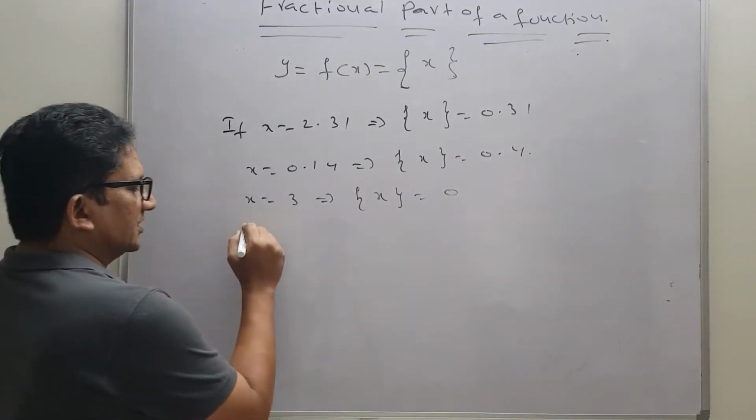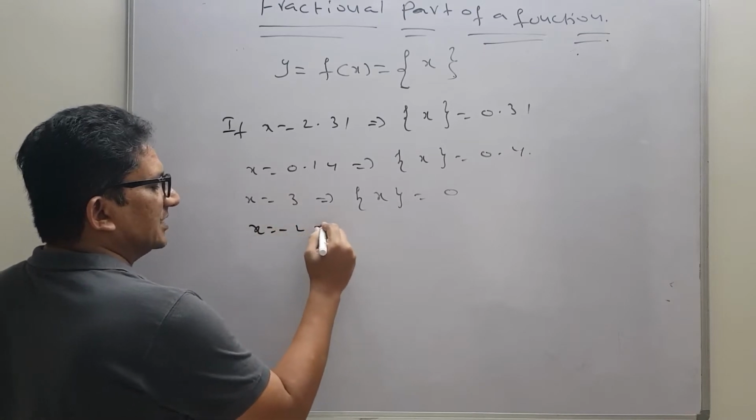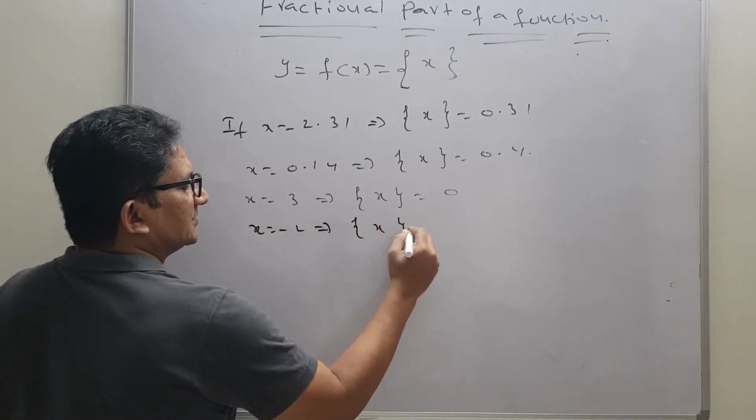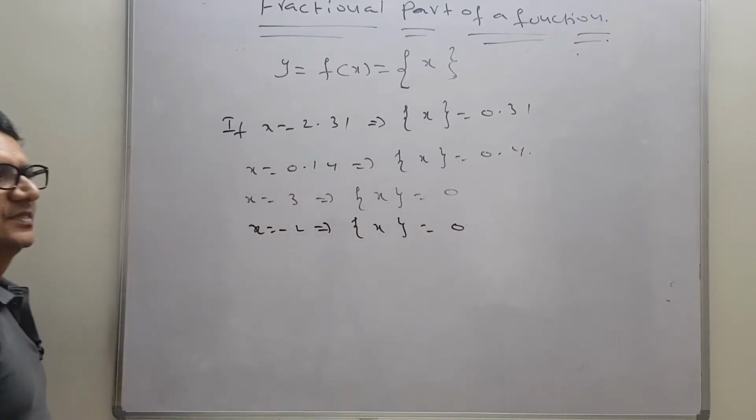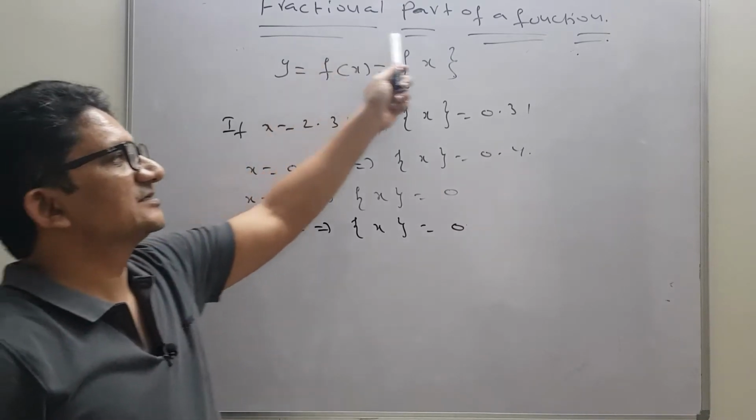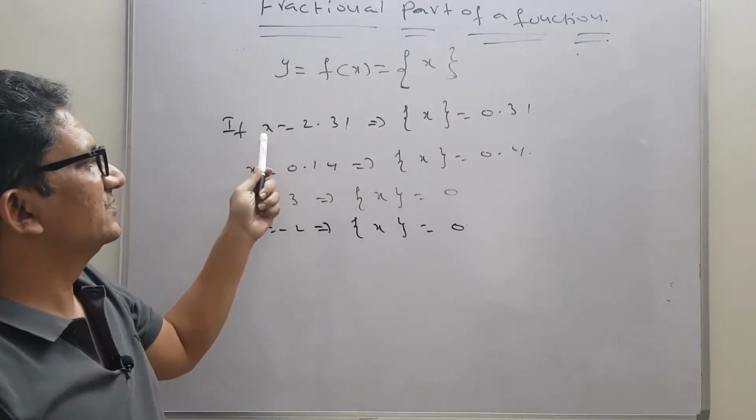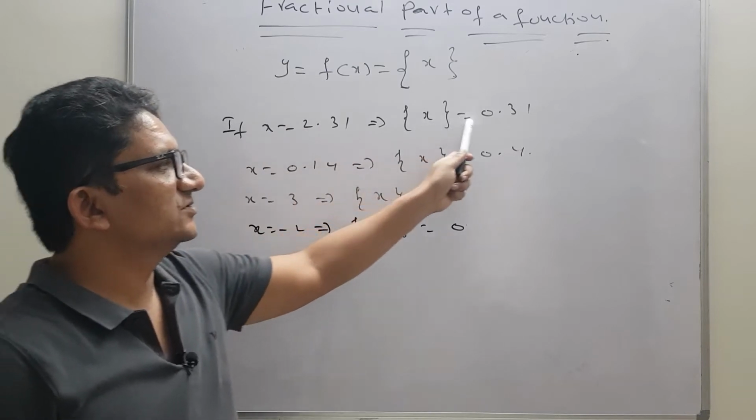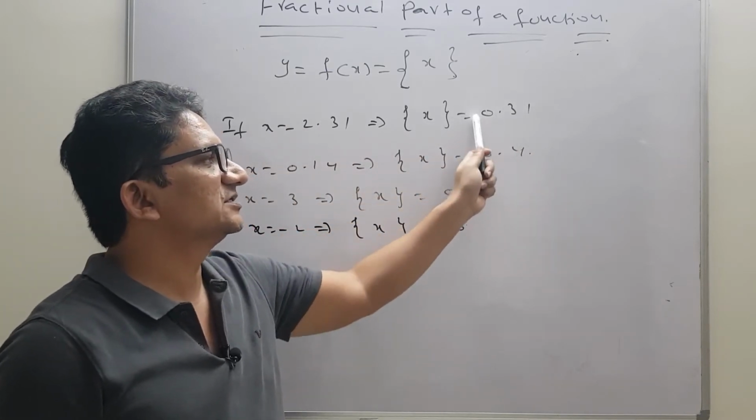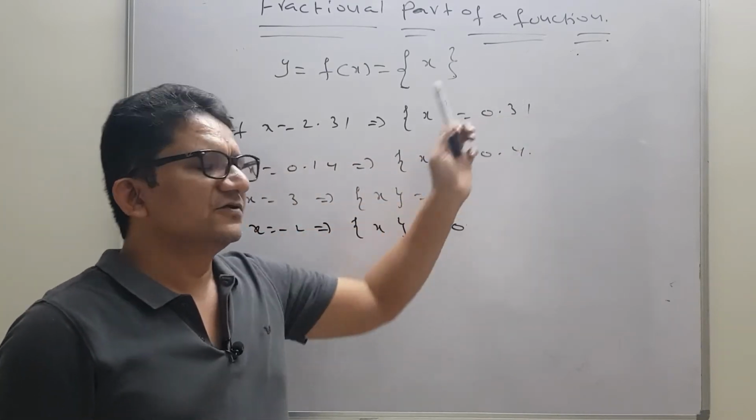And I will give one more example: x equals minus 2. Here also the fractional part equals 0. So that is the notation of the fractional part of a function. It means when you give some input, it extracts only the fractional part. That function is known as the fractional part of a function.